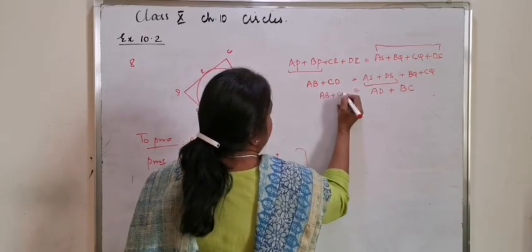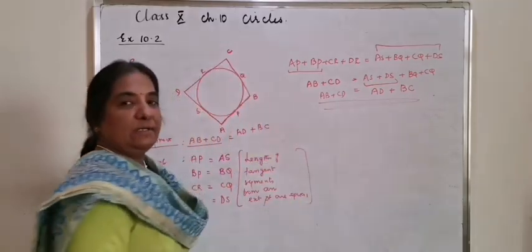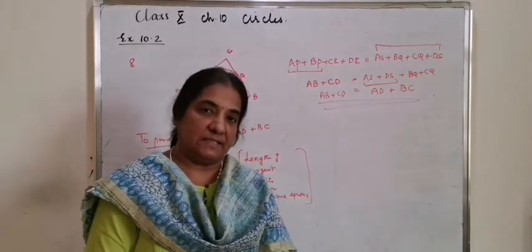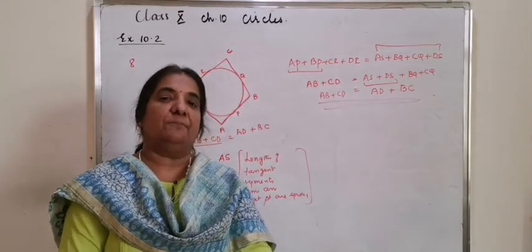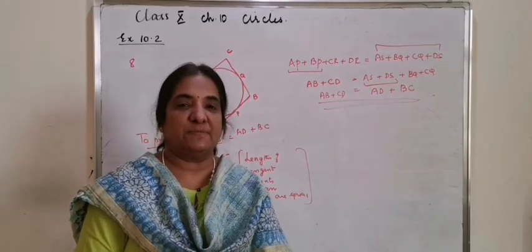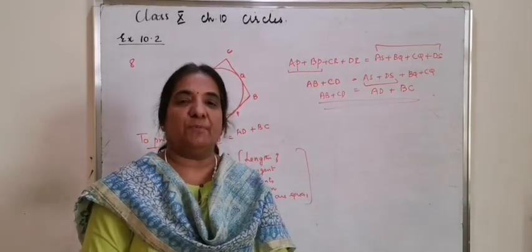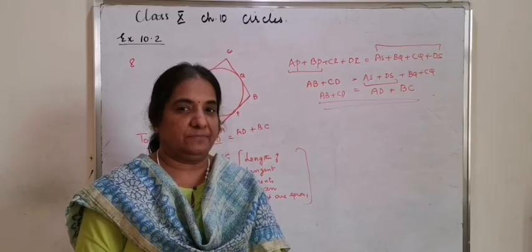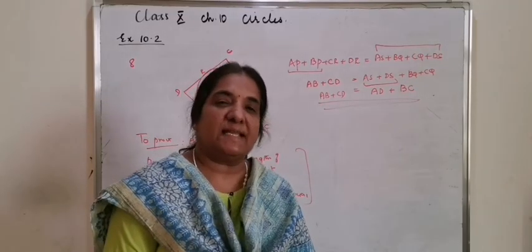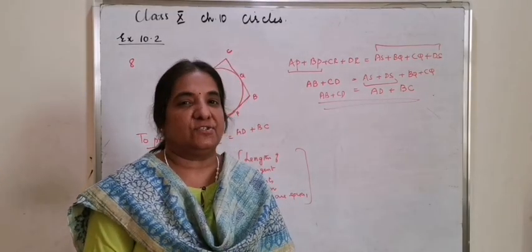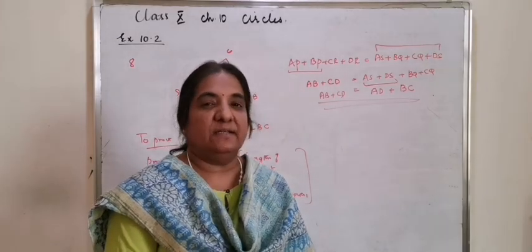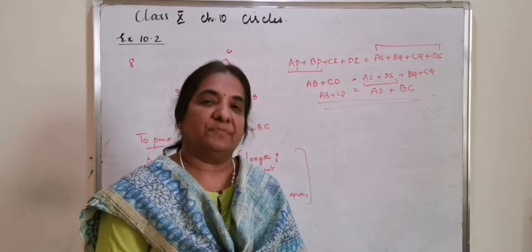Thus, if a quadrilateral circumscribes a circle, the sums of the pairs of opposite sides will always be equal. This is a very important 3-mark question. Go through all these exercise questions thoroughly, as all of them are very important. We will do the next questions in the next class.